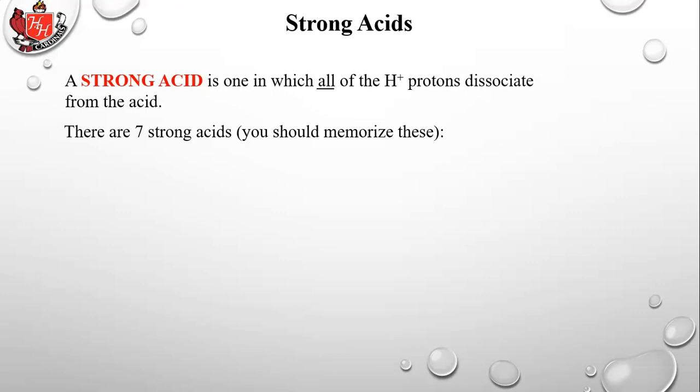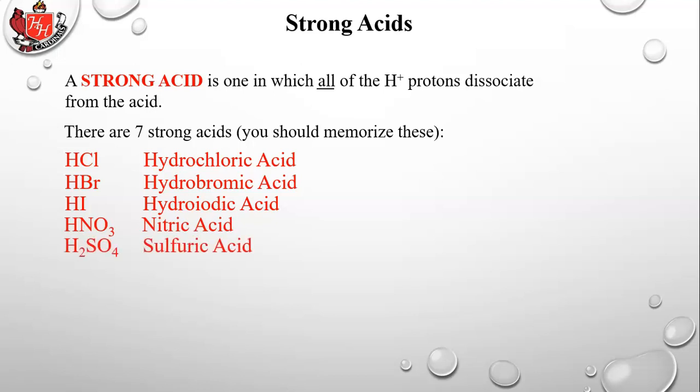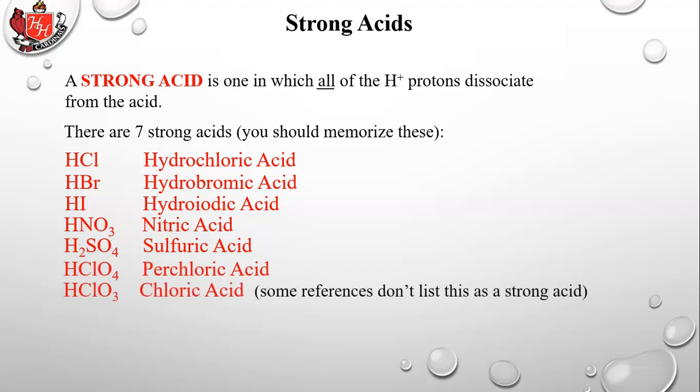So there are 7 strong acids: HCl, hydrochloric acid; HBr, hydrobromic acid; HI, hydroiodic acid; HNO3, nitric acid; H2SO4, sulfuric acid; HClO4, perchloric acid; and HClO3, chloric acid.